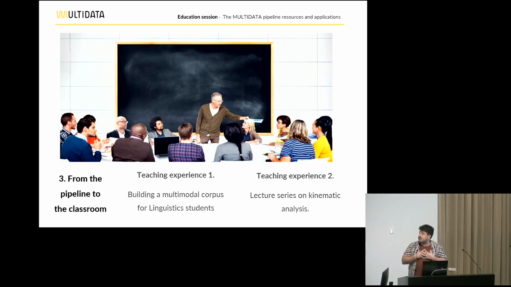I'm going to talk a bit about how I believe I could build a small multimodal corpus for my students, who are first year students of English linguistics in Spain. And then Sarish will talk about some lecture series on kinematic analysis that are being designed using mostly MediaPipe.